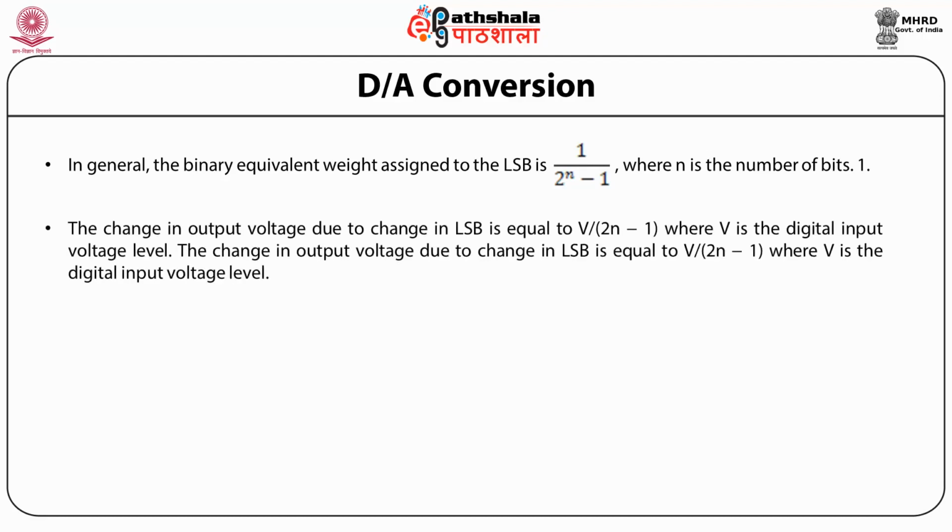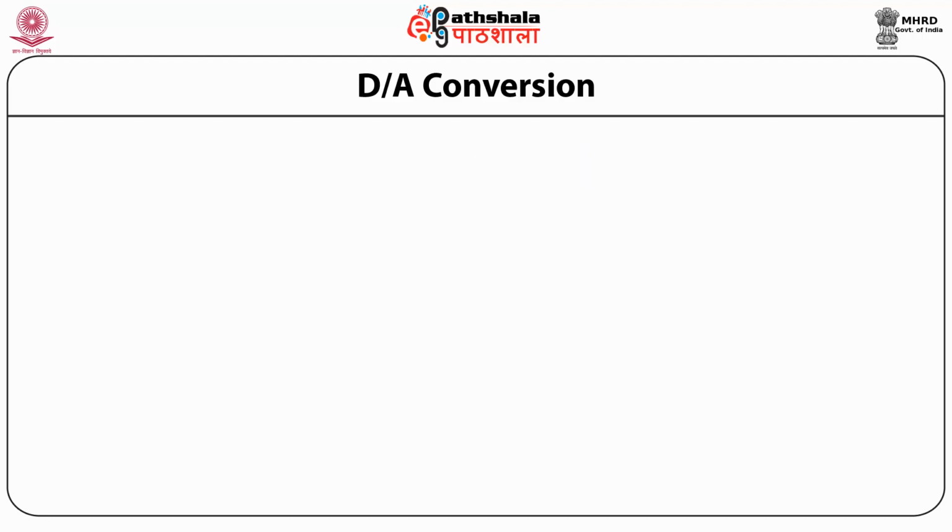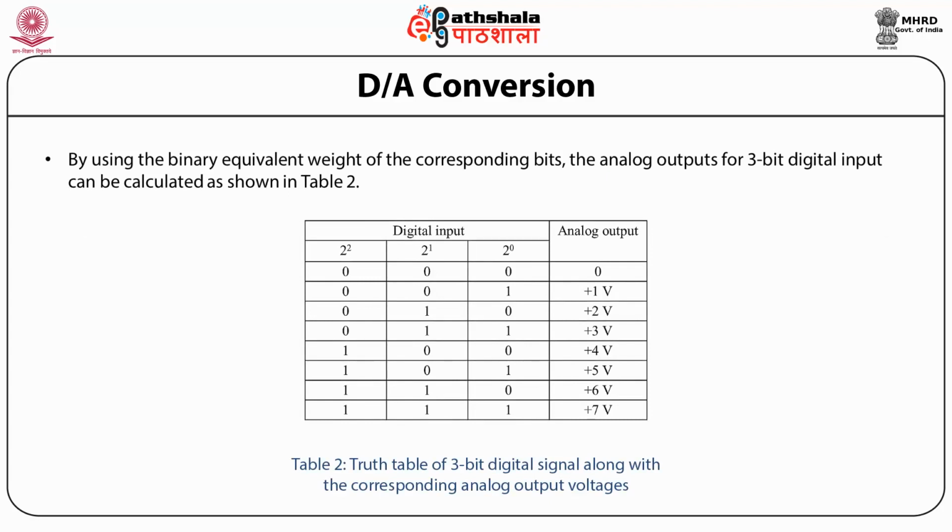The change in output voltage due to change in LSB is equal to V divided by 2 raised to power n minus 1, where V is the digital input voltage level. The remaining weights are then found by multiplying the weight of LSB by 2, 4, 8 and so on. In the following table, we have calculated the analog outputs for 3-bit digital input by using the binary equivalent weight of the corresponding bits. That is, let us say for an input of 001, then the binary weight corresponding to the 2 raised to power 0 bit is 1 by 7.